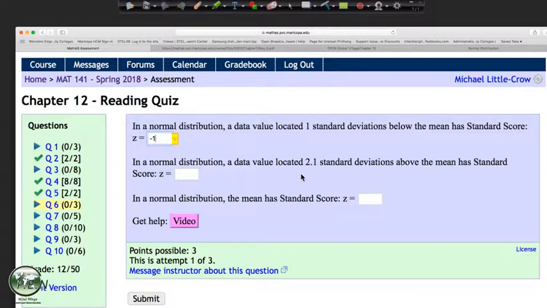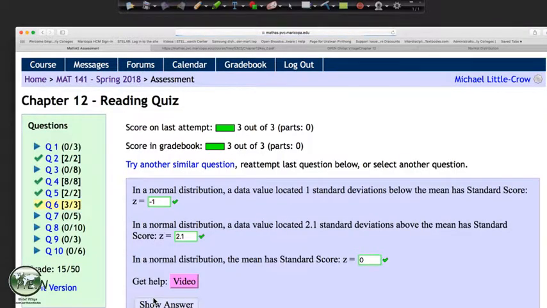In a normal distribution, a data value located 2.1 standard deviations above the mean, that's positive 2.1. And you're going, that seems too easy, but it is exactly what it is. Okay. A standard score is a measure of how many standard deviations. In a normal distribution, the mean has a standard score of 0. Okay. They ask you these many times, because that's what they do. They made a formula where that's how it works. That's all there is to it. And once you understand those, the rest of the questions kind of fall into place.